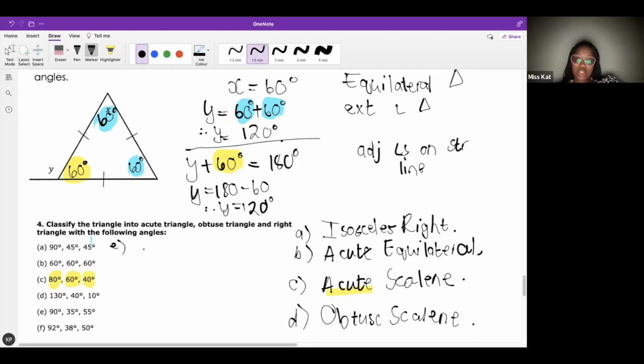Right scalene. A scalene triangle is a triangle that has no equal angles. So none of them are equal. It is a right angle, I agree, and it is scalene. Beautiful. And we have F. What is F? Hey, that 90 didn't confuse you guys. 92. It is an obtuse scalene.